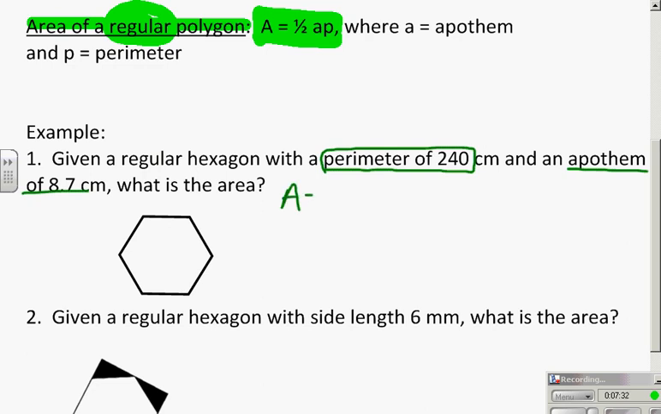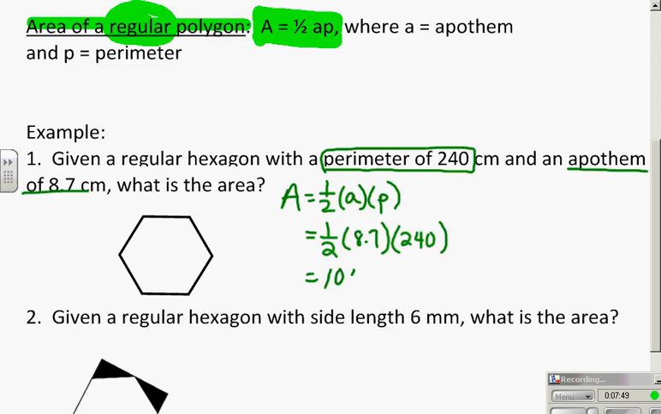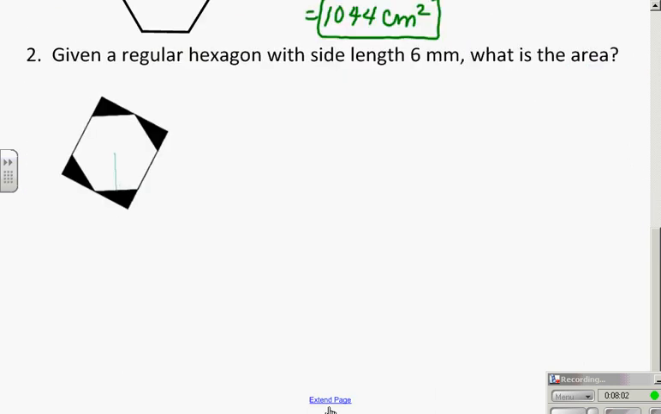But look, they give me the perimeter. They give me the apothem. The formula is 1/2 AP. So this is plug and chug math. I have everything I need. 1/2 the apothem, which is 8.7, times the perimeter of 240. Put that into your calculator, and you end up with an area of 1,044 centimeters squared. And it is that easy if you're given the apothem and the perimeter.